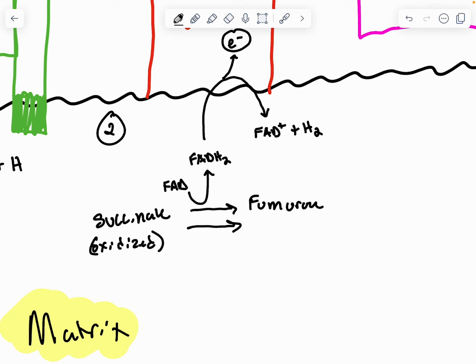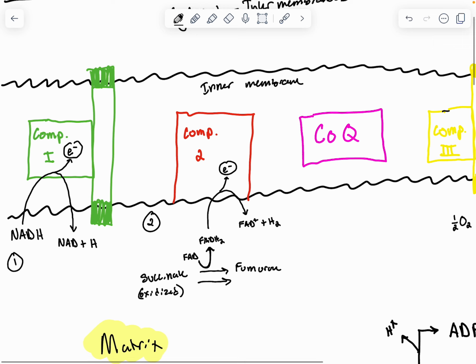If succinate is losing something, it is referred to as being oxidized. And FAD right here is gaining hydrogens, so it is going to become reduced. We are gaining something. And very similar to complex 1, FADH2 is going to come up here, interact with complex 2, drop off an electron, and dissociate this hydrogen again. It's just going to turn back into FAD plus 2 separate hydrogens floating next to it.